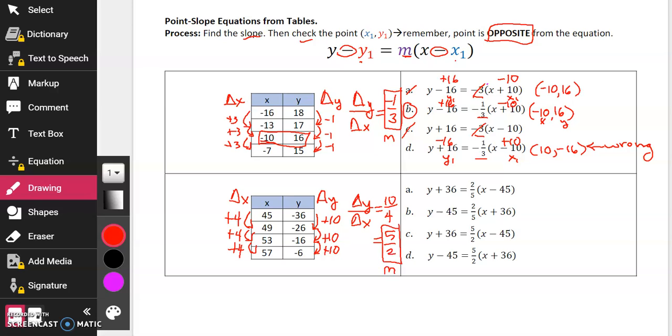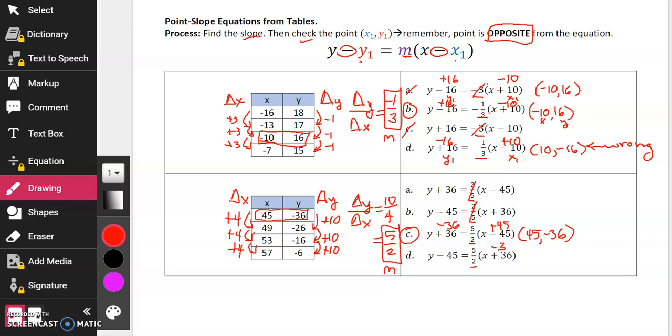So I go and I look. I have 2/5, that's wrong. 2/5, that's wrong. 5/2, okay, 5/2, okay. So now I look at my points. Opposite what I see. So this is actually positive 45 and negative 36 for my y value. So I look in my table, 45, negative 36. Ooh, that matches. So I'm thinking C, but let's double check with this last one.